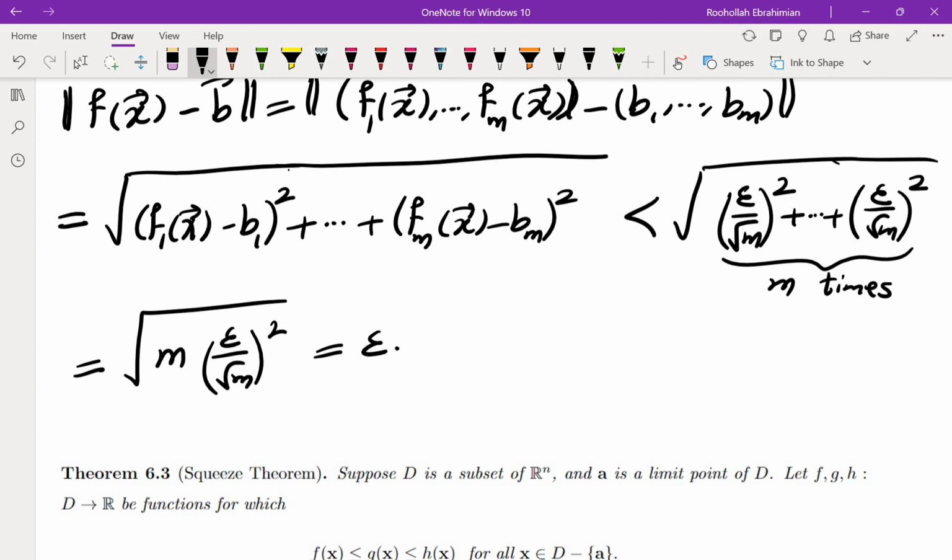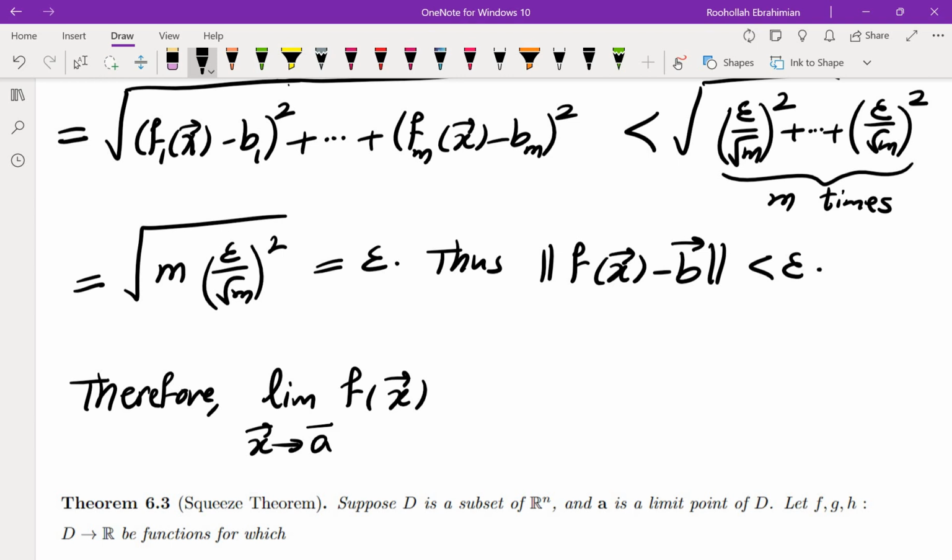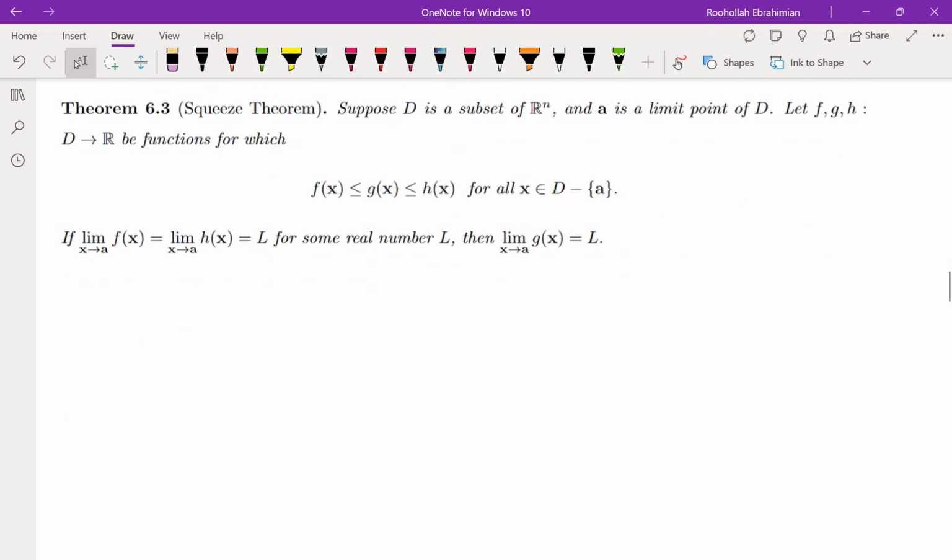So what does that mean? That means the norm of f of x minus b is in fact less than epsilon, which means by definition the limit of f of x as x approaches a is in fact b, which is what we were trying to prove. So the bottom line of this theorem is, in order to find the limit of a function, you need to find the limit of all of its coordinate functions. Okay, so the next theorem.